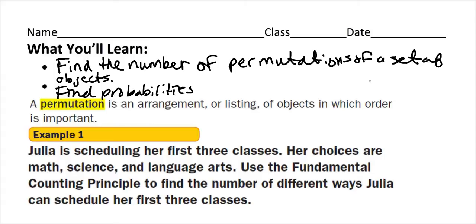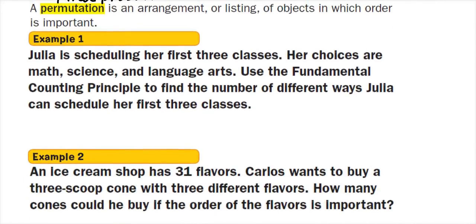All right, so the first one we're going to look at here is something with school. It says, Julia is scheduling her first 3 classes. Her choices are math, science, and language arts. Use the fundamental counting principle to find the number of different ways Julia can schedule her first 3 classes. All right, so how many classes does she have to pick from the first time? Well, she has math, science, and language arts, right? So that would be 3.